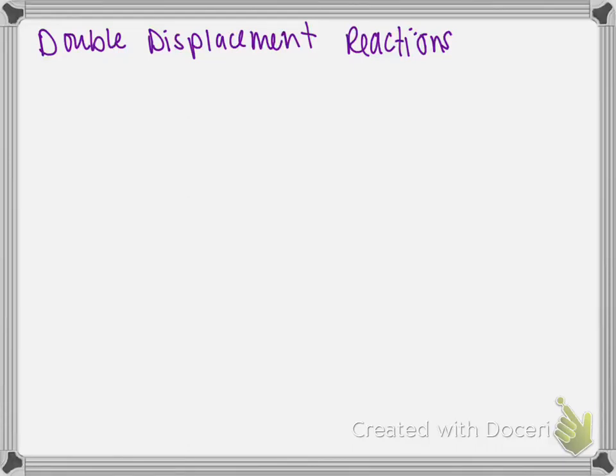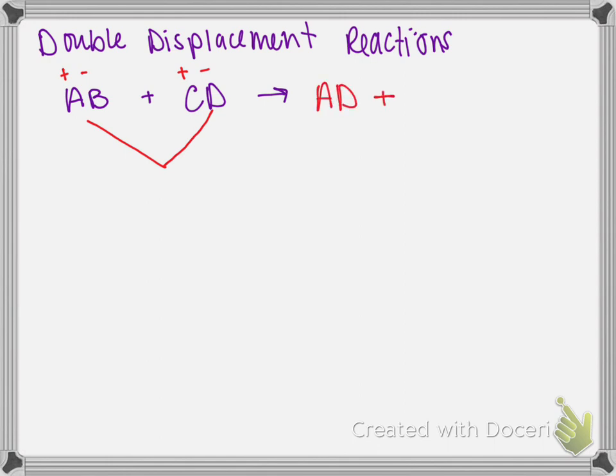What happens in a double displacement reaction? The cations and the anions, they do what? They switch. They swap partners, okay? So in a double displacement reaction, we've got some compound AB plus some compound CD. They will switch partners, okay? Cation, anion, cation, anion. The cation and the anion will come together to form some compound AD. And the cation and the anion will come together to form some compound CB.